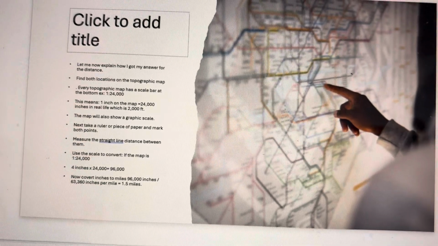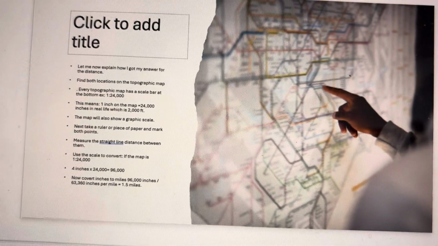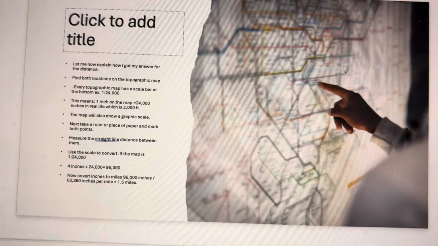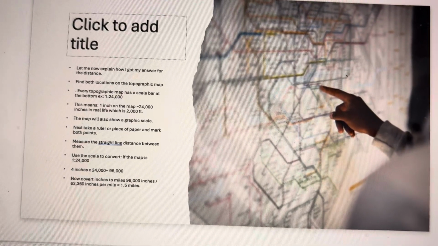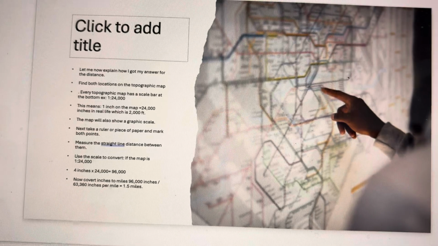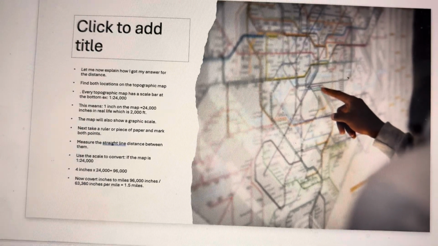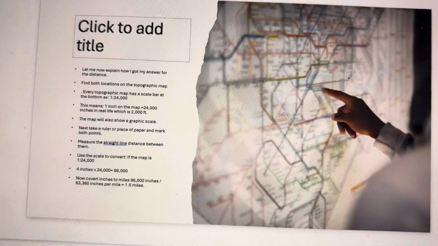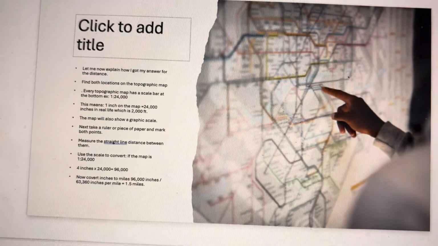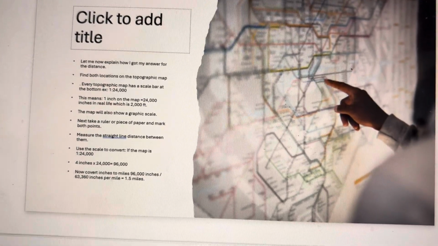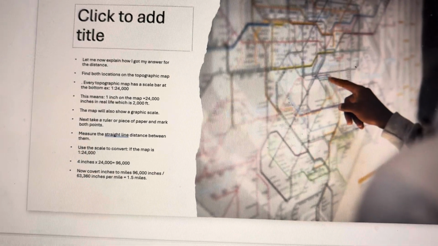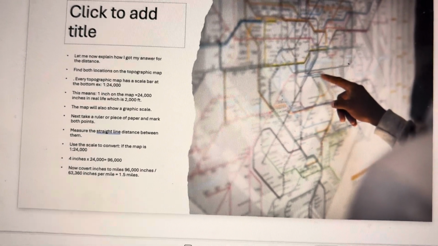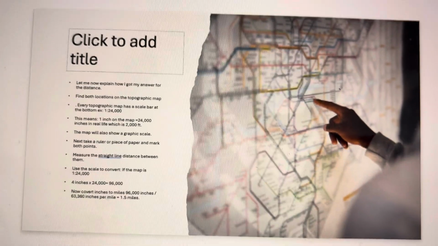The map will also have a graphic scale. Next, take a ruler or a piece of paper and mark both points. Measure the straight line between the two of them. Use the scale to convert. 4 inches times 24,000 equals 96,000. Now convert inches to miles. That's 96,000 inches divided by 63,360 inches per mile equals 1.5 miles.